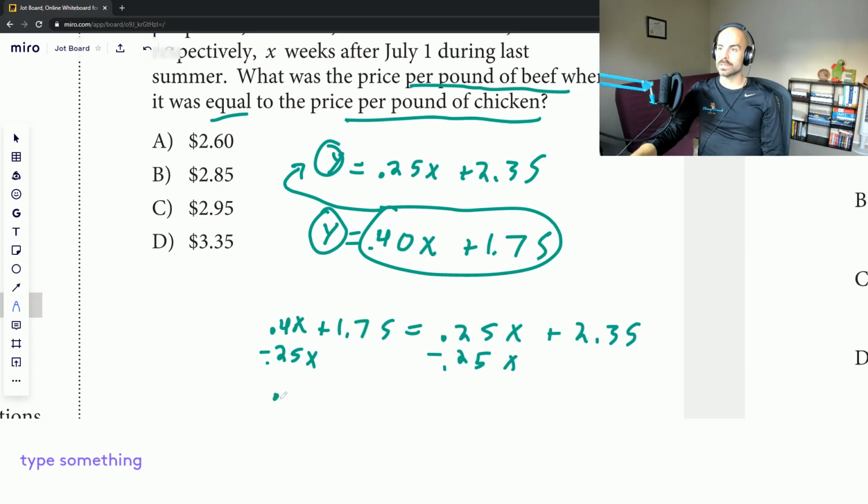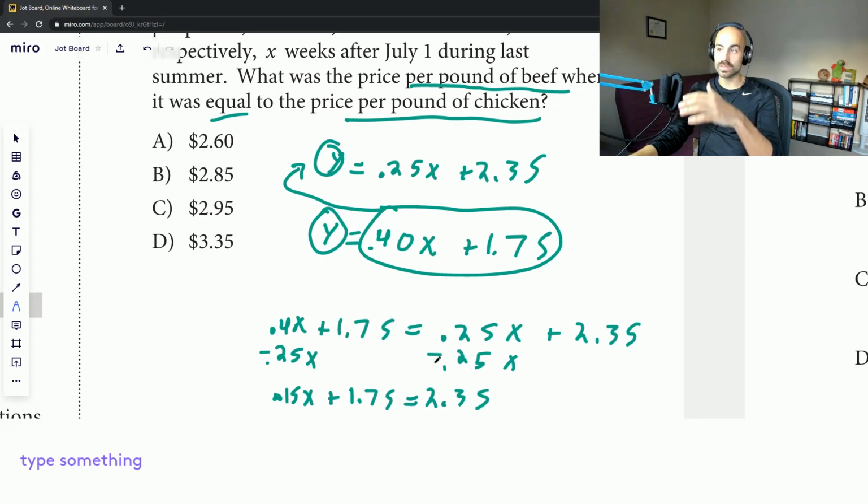So 0.15x plus 1.75 equals 2.35. And some of you all can do these like all in one step. That's great. I'm just showing the intermediary steps in case it helps those that aren't as comfortable with it. And I now want to get 1.75 to the other side, so I'll go ahead and subtract that.